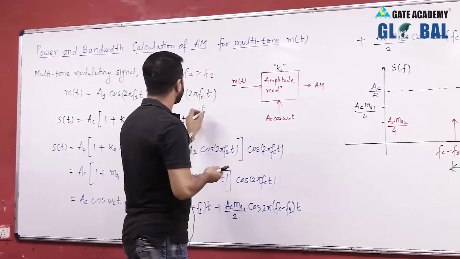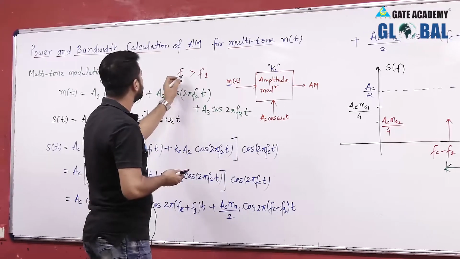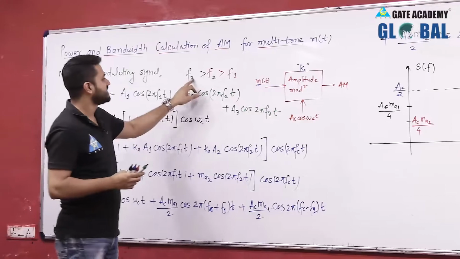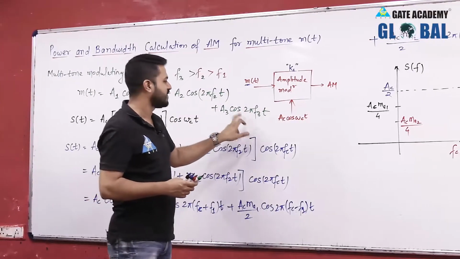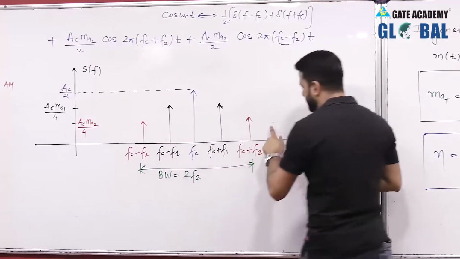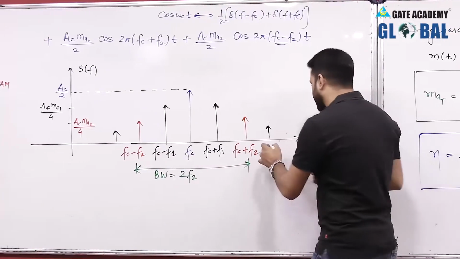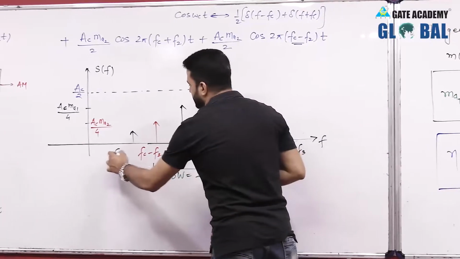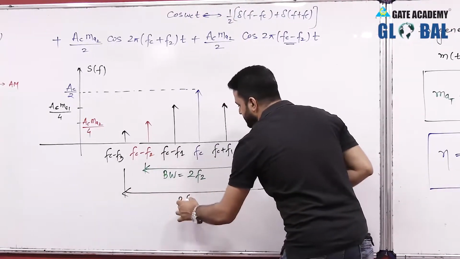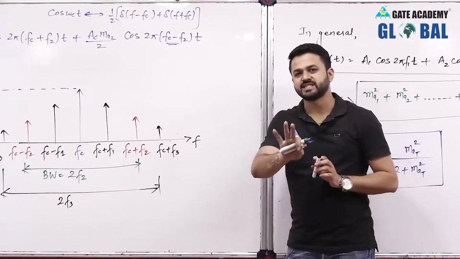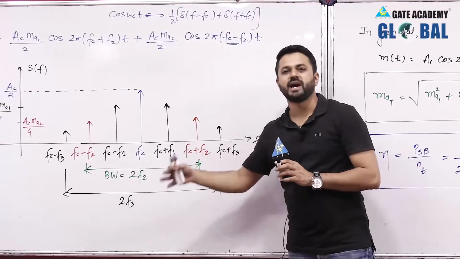Suppose I take another frequency component, Ac cos 2 pi f3 t, and we assume f3 is highest. f3 is greater than f2 and f2 is greater than f1. That means f3 is the highest frequency. If we take the Fourier transform, we get the spectrum at fc plus f3 somewhere here, and another at fc minus f3 somewhere here. So this is fc plus f3, and this is fc minus f3. The bandwidth would then be 2 times f3. If there are 3 frequency components and the third is the highest, we can draw the spectrum in this way, and in that case the bandwidth is 2 times f3.